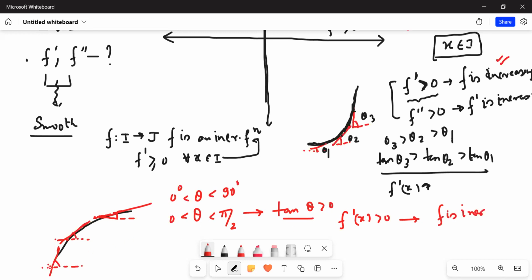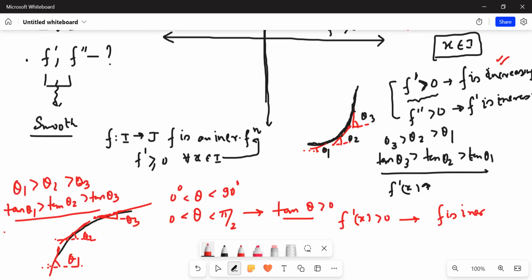But you see, these slopes are decreasing, isn't it? You can clearly see this theta is more, then this theta is less, then this theta is even lesser. So if I mark again tan theta 3, tan theta 2, and theta 1, I can clearly see that theta 1 is greater. And tan is an increasing function from 0 to 90. So clearly tan theta 1 is greater than tan theta 2, which is greater than tan theta 3, and you can see that all these slopes are decreasing.